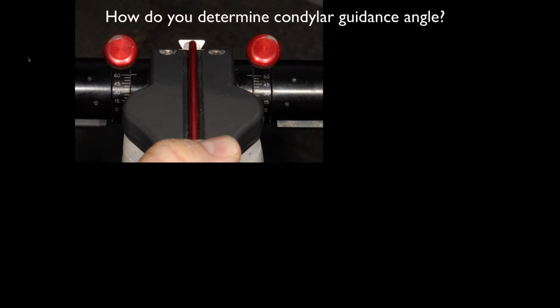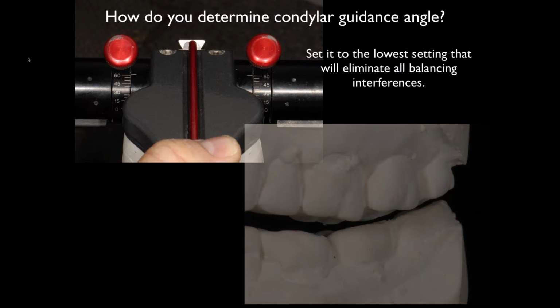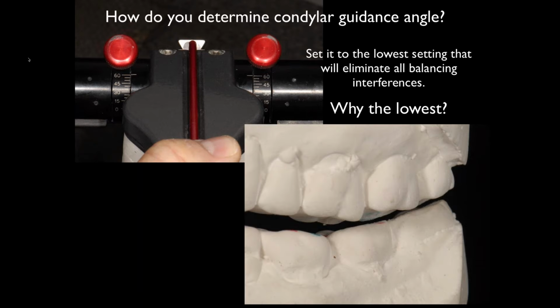How do you determine the right condylar guidance angle of a case? You set it to the lowest number that will eliminate all balancing interferences, okay? And this is a concept I think that maybe confuses some people, but I'll try to clarify that. And why the lowest? Because I want the lowest possible number I can get to get the most occlusion in the patient's mouth when I actually go there, okay?